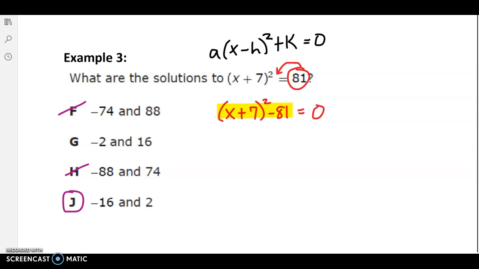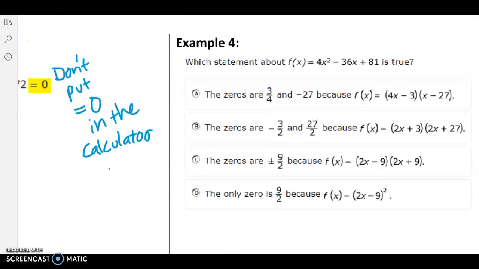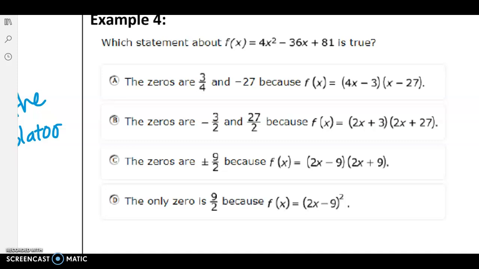So all three of those were equations that we needed to graph to find the solutions, otherwise known as x-intercepts, zeros, or roots. So let's look at the other examples that we have. We have 3 more, and they're all a little bit different, but they all mean the same thing.